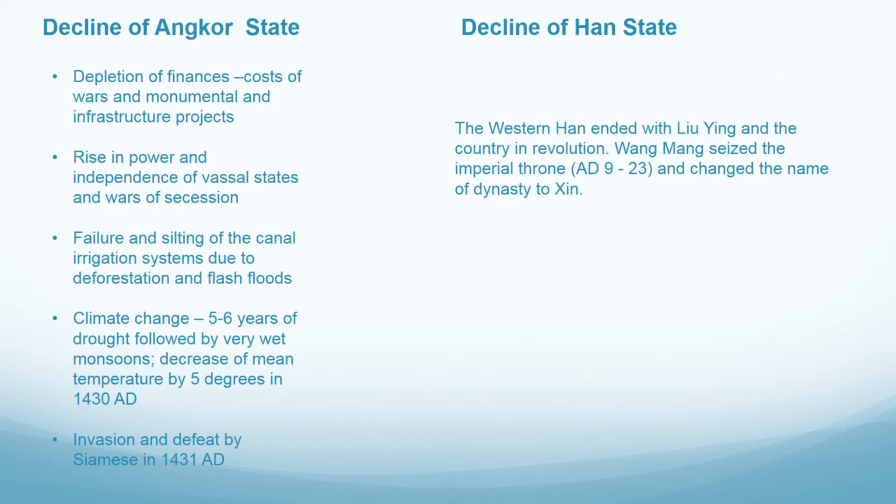Wang Mang seized the imperial throne 9 to 23 AD and changed the name of the dynasty to Xin. However, after a series of protests, the social rebellion became so serious that the rule of Wang Mang was overthrown, and this occurred by an uprising of peasants led by Liu Xiu, a royal of the Han, who was also trusted by the people. In 25 AD, Liu Xiu re-established the Han dynasty, now called Eastern Han, and made Luoyang the capital.